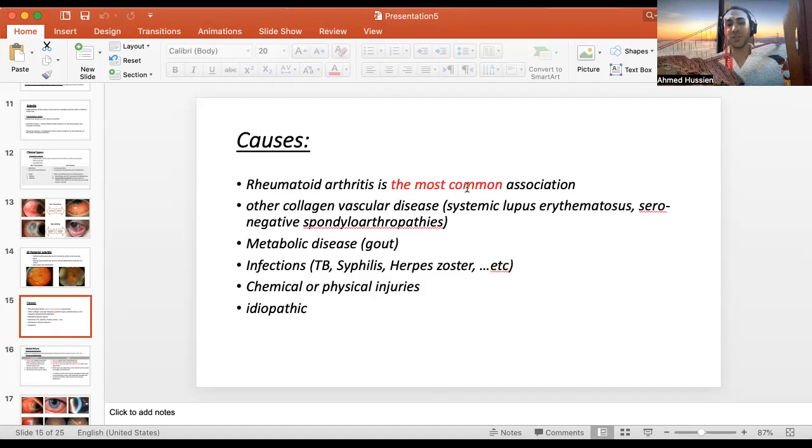Other systemic associations are other connective or collagen vascular disorders, like systemic lupus and seronegative spondyloarthritis, in addition to infections like TB, syphilis, herpes zoster, or gout, or if there is past trauma, either physical or chemical trauma. It's less likely to be idiopathic. So when you encounter a case of scleritis, you have to search for underlying systemic disorder. And again, the associated systemic disorder is usually present in at least 50% of the cases.